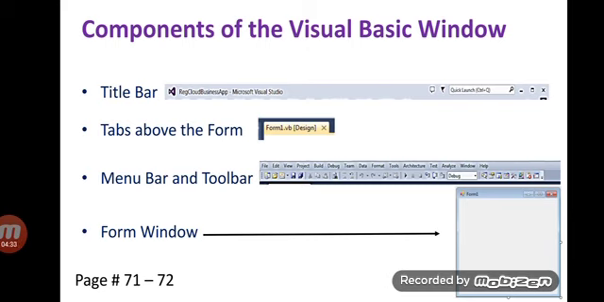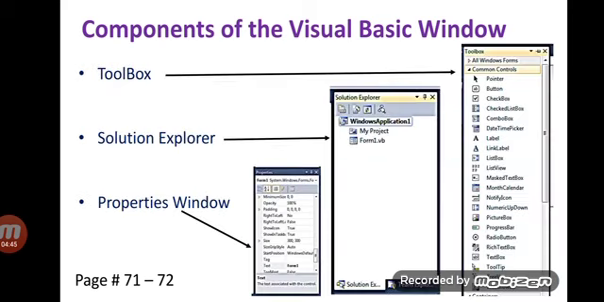Next we have the form window. The form is the primary working area that forms the background of the application. It is used to create an application. Next we have the toolbox. The toolbox contains controls like label, button, combo box, list box, picture box, and text box.